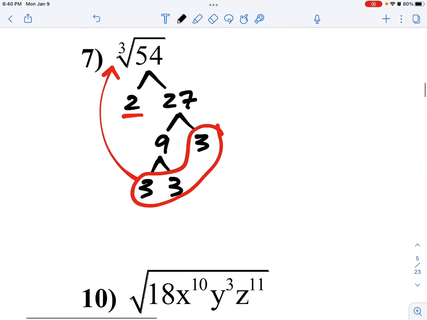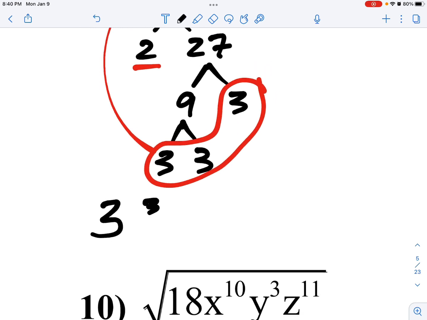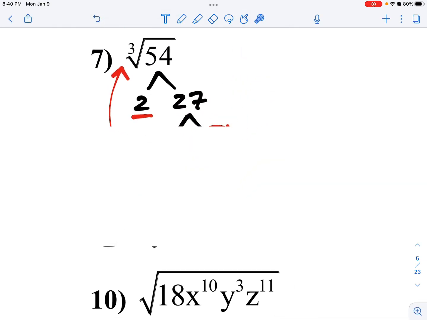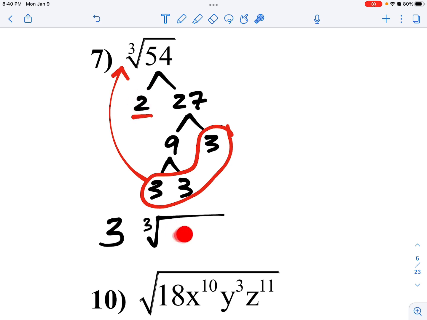Okay, so I'm going to put the 3 on the outside because this group of 3 got out. And I'm going to keep the radical the exact same, so it's still this little cubed root. Doesn't really look like a 3 there. Let me make this a little smaller. There we go. And what's the number that had to stay in jail? The 2. That gets written here.